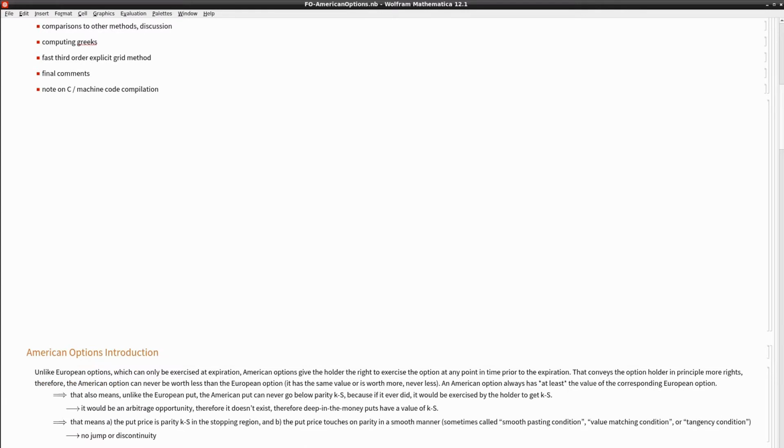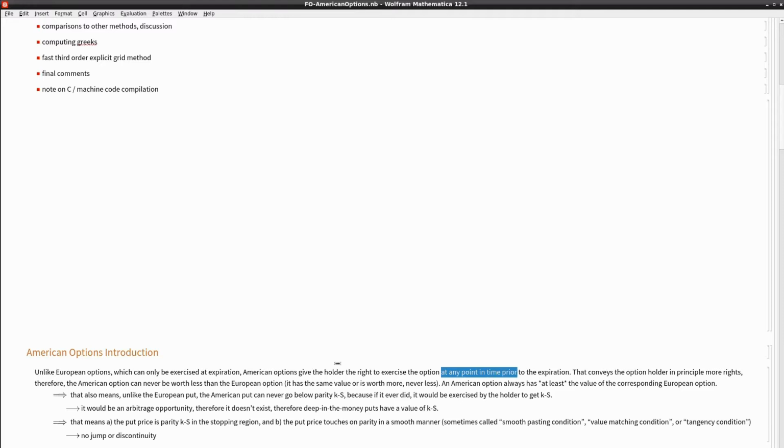So I've already mentioned it. The European options can only be exercised at expiration, and the American options give the holder the right to exercise the option at any point in time prior to the expiration. And that conveys the option holder in principle more rights because he has an entire time span during which to exercise his right, and the European option holder only has a point in time, not a time interval, not a time span during which he can exercise his option.